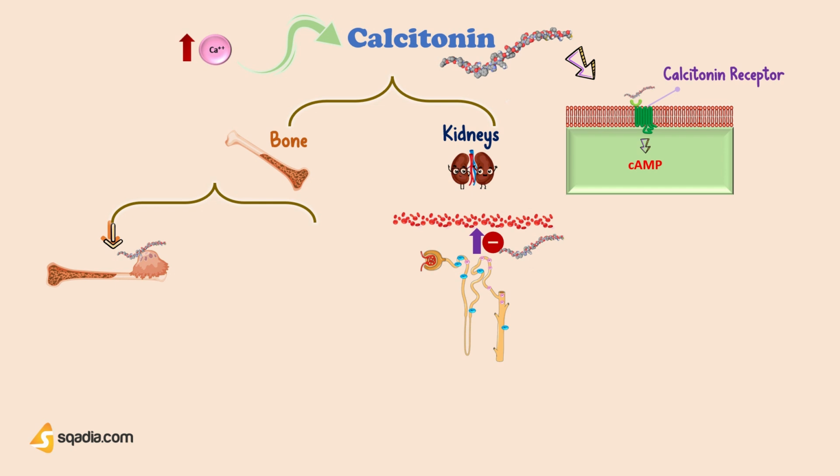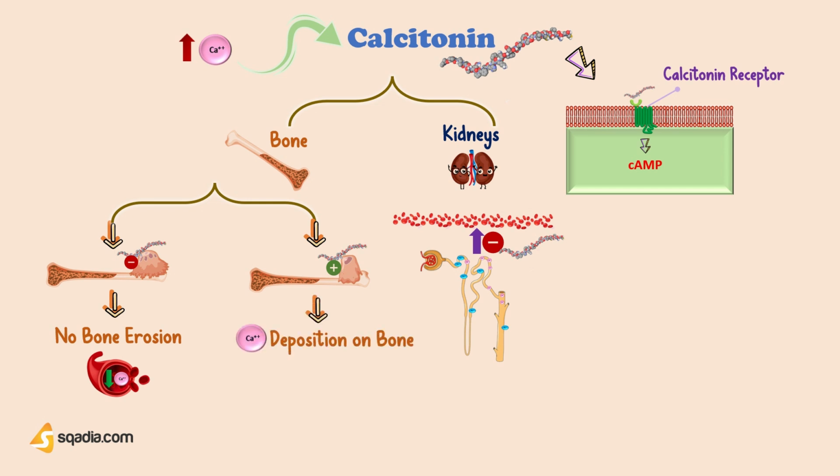While on the bones, it acts primarily on osteoclasts, the bone-eating cells. What calcitonin does is that it inhibits these cells, and as a result, it prevents all stages of bone erosion. This prevents calcium and phosphate release into the blood, so their levels are lowered. Also, calcitonin stimulates osteoblastic activity, hence facilitates the deposition of calcium on bones and decreasing plasma calcium level.